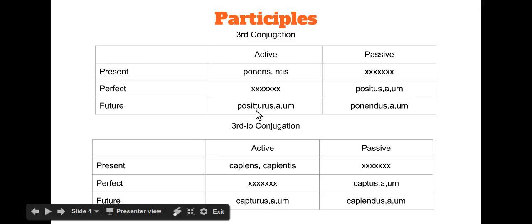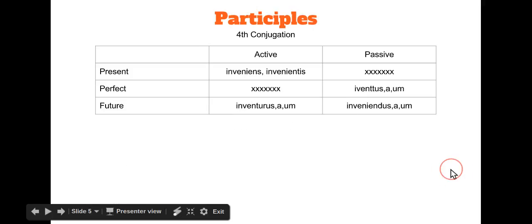Excuse the typo, there's 2 T's here, but it's just urus, a, um for the future. And then again, that future passive participle, the gerundive, uses the stem vowel that you'd use for both the present active participle and the imperfect. And then endus, a, um, and that declines like a first and second. No surprises here when you look at the third IO. And then the fourth, again, following that same pattern.